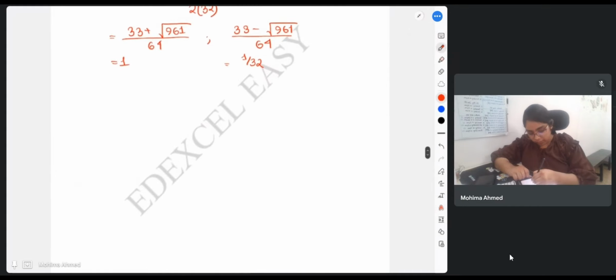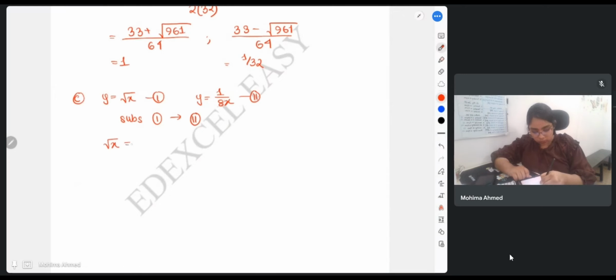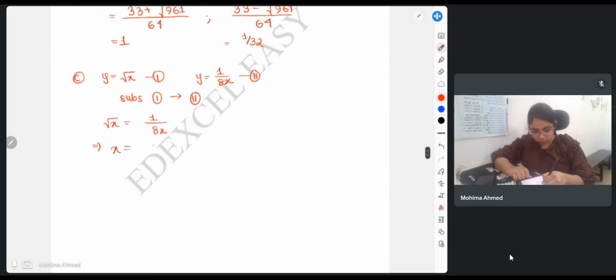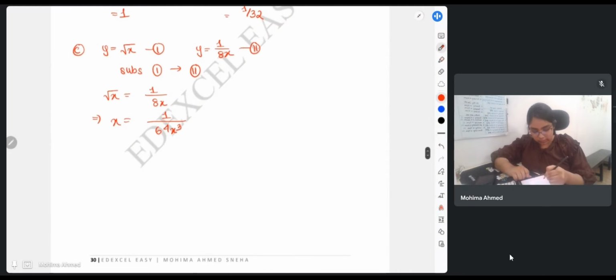For part C, y equals root x is equation 1 and y equals 1 over 8x squared is equation 2. So I'm going to substitute 1 into 2. Now you have root x equals 1 over 8x squared, and I'll take this root to the other side. So it's going to be x equals 1 over 64x to the power 4, sorry, x to the power 2.